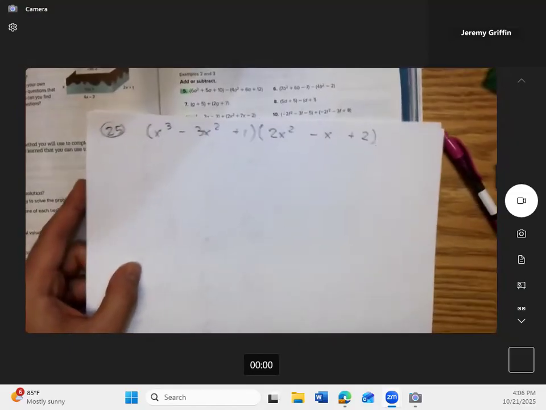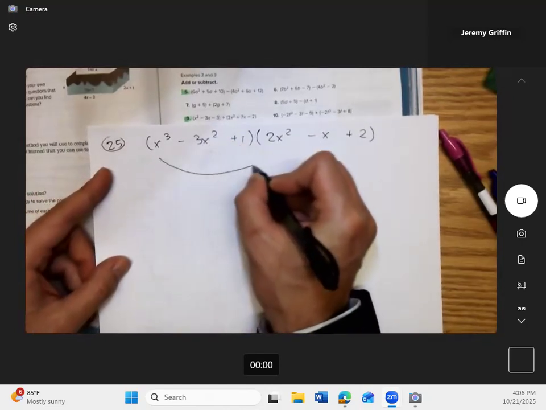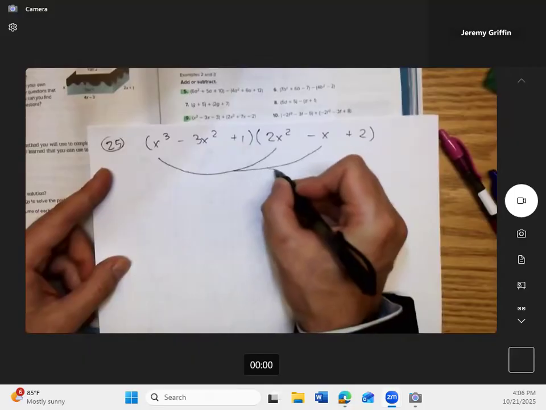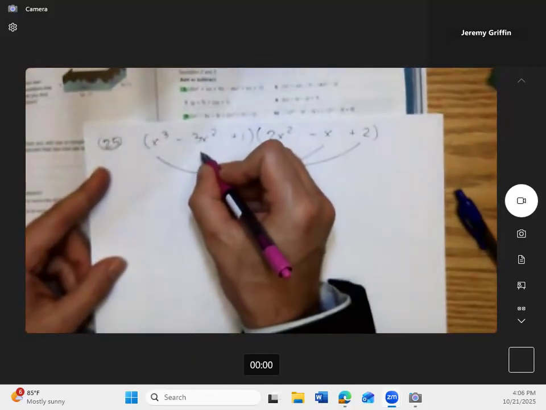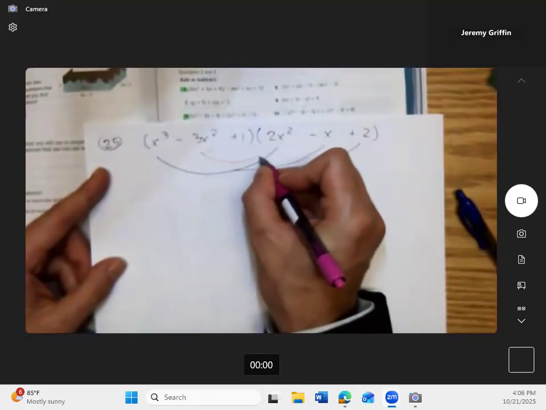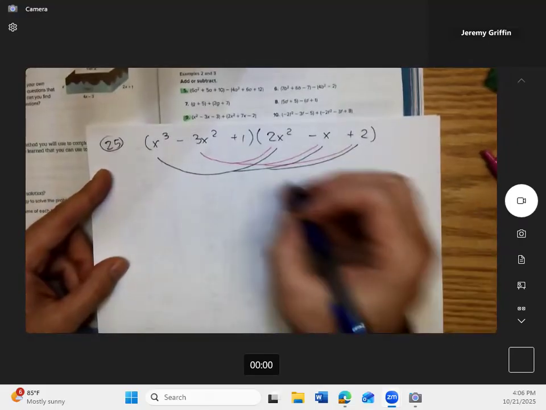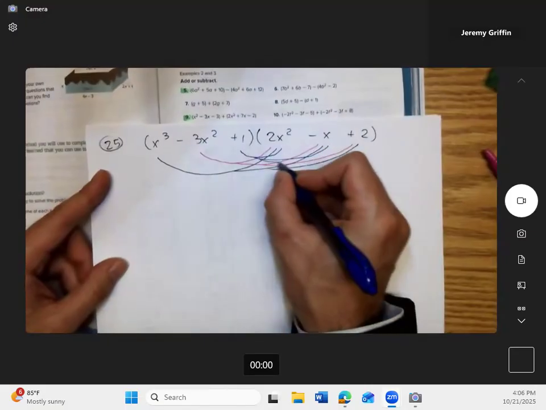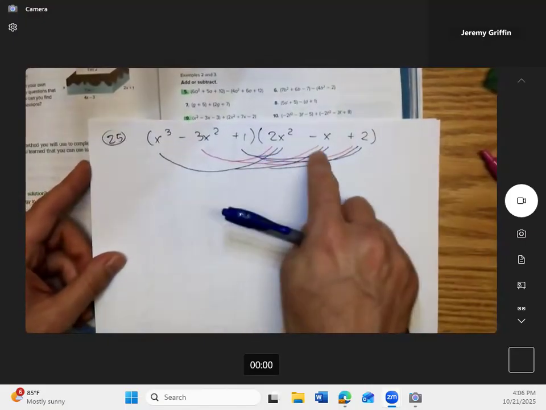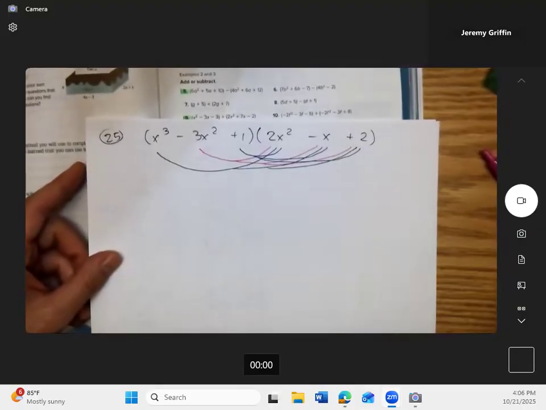Okay. So in terms of a strategy, we'll start with black. This x cubed is going to get multiplied by this term, and this term, and this term. Switch to pink ink. This 3x squared, which is negative, gets multiplied by this term, and this term, and this term. Then blue ink, this 1 gets multiplied by this term, and this term. Okay, 3, 6, 9. So I'll have 9 terms. Okay, see if I can fit them on this page.